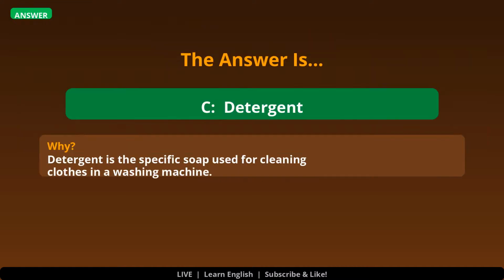And the correct answer is option C, detergent. Detergent is the specific soap used for cleaning clothes in a washing machine. Great job if you got it right.